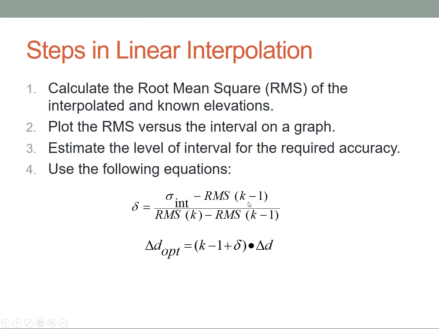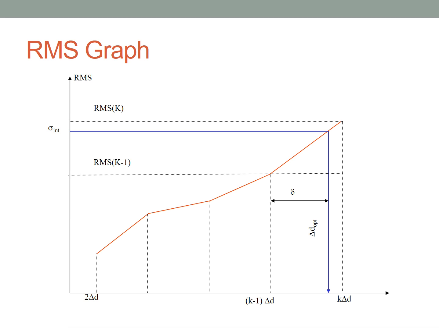So this is k minus 1. K is my sampling counter. And I'll show that in a moment. And then we have sigma d opt, which is my optimal. And so this is the delta that we're calculating. And k minus 1 plus delta. So this is literally just that number. This is multiplied by the difference between your different samples. Okay, so let's take a look at this a little bit.